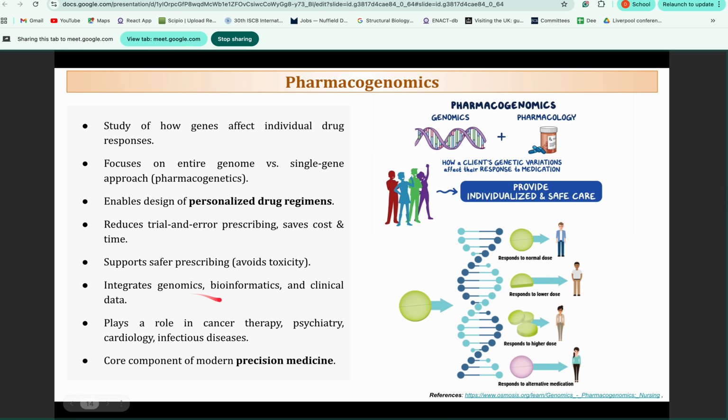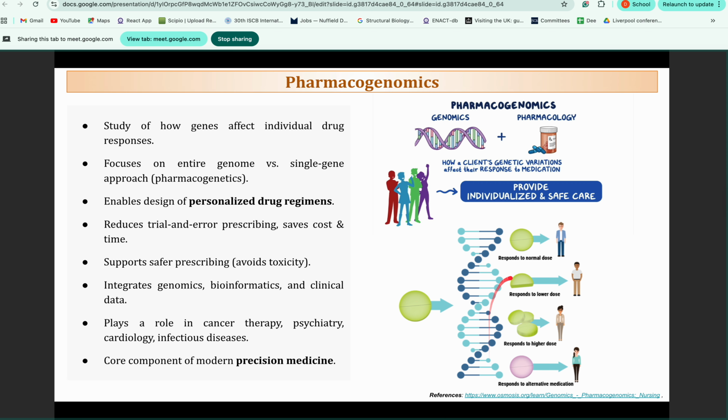It integrates genomics, bioinformatics, and clinical data, and it plays a role in cancer therapy, psychiatry, cardiology, and infectious diseases. It is the core component of modern precision medicine. So this is genomics, and pharmacology is where we study the medicines. If we combine both these fields, it becomes pharmacogenomics, in which we see how a client's genetic variations affect their response to medications. So it provides individualized and safe care.